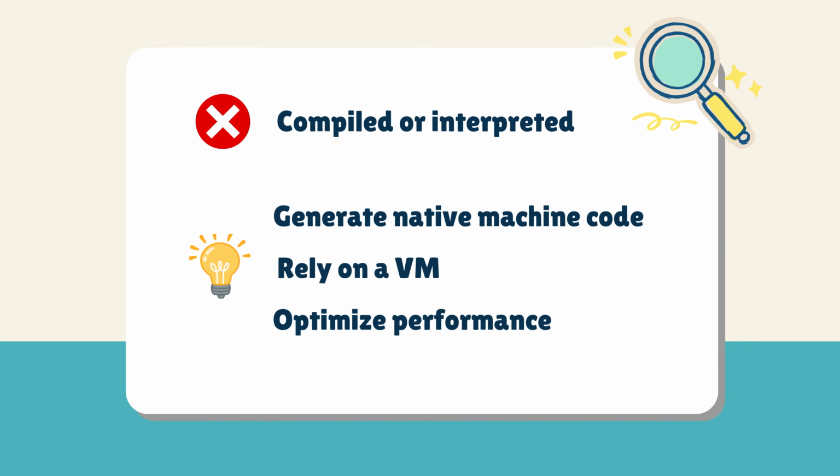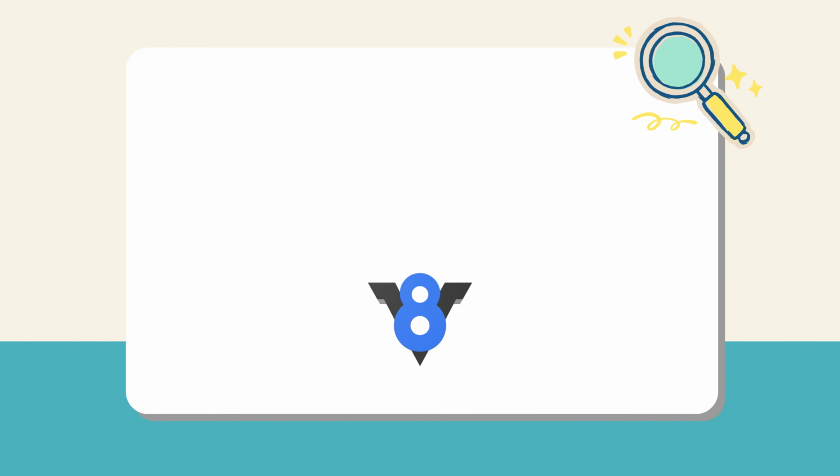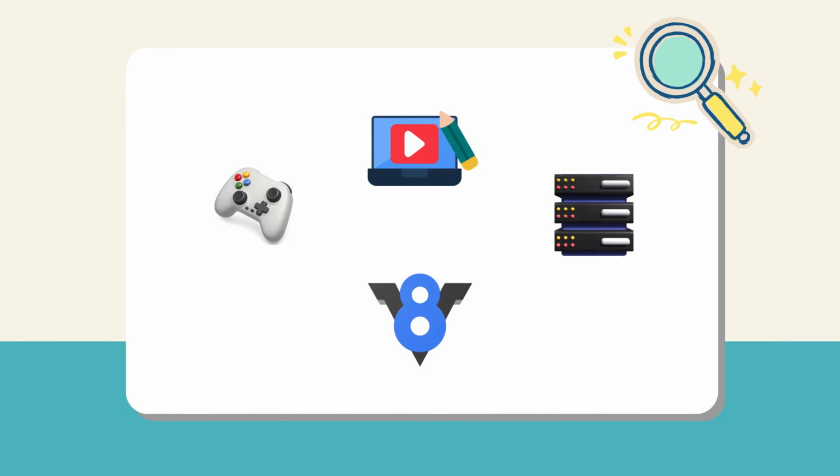Even interpreters today are highly optimized. For instance, JavaScript engines like V8, used in Chrome and Node.js, use JIT compilation to run 3D games, video editors, and even server-side apps. So, in real-world development, the best language depends on the job, not just raw speed.